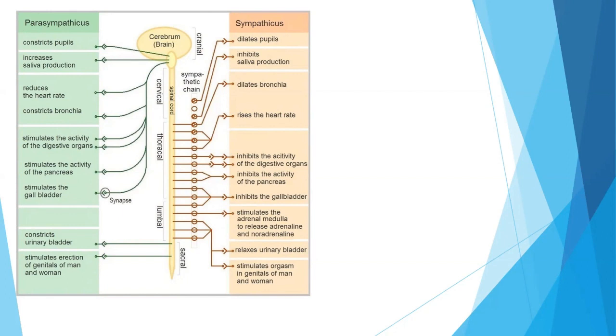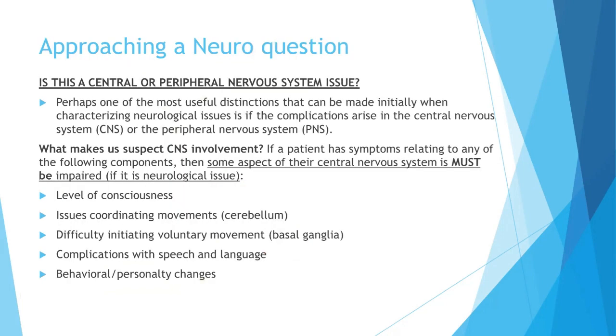It stimulates the adrenal medulla to release adrenaline and noradrenaline, that are the stress hormones, and then it relaxes the urinary bladder so that you do not pee in your pants. And there is a stimulation of orgasm in genitals of man and woman. So remember, whenever there is orgasm, erection is related to the parasympathetic system, but orgasm is related to the sympathetic system.